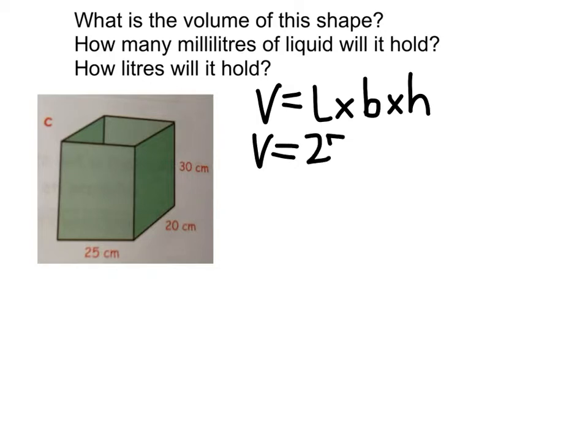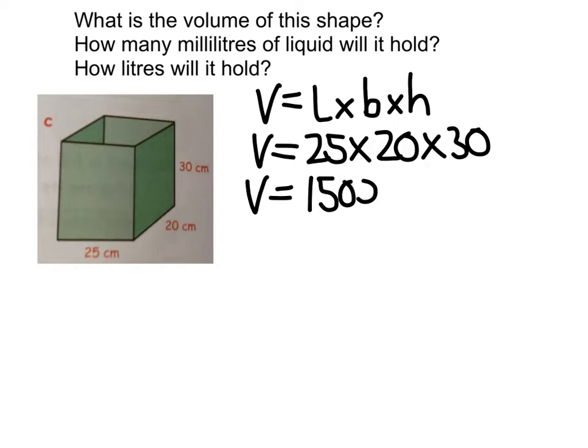So we've got 25 times 20 times 30. And then I will do the calculation on my calculator, and I get 15,000. Now the units are centimetres, so this will be centimetres cubed as I'm dealing with a volume.